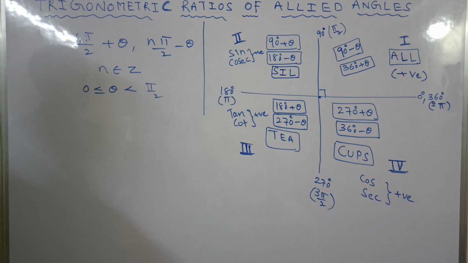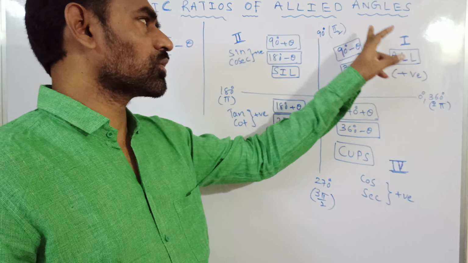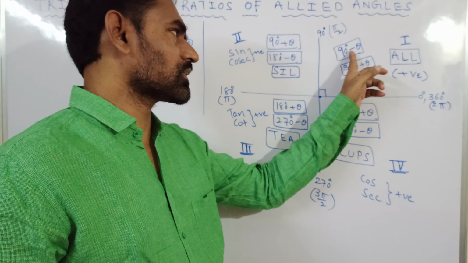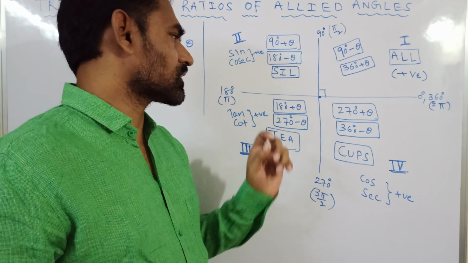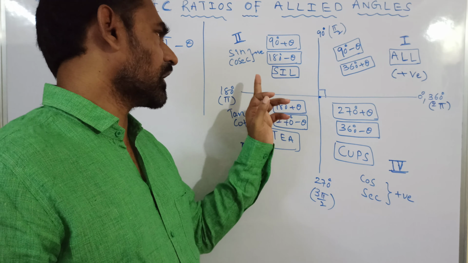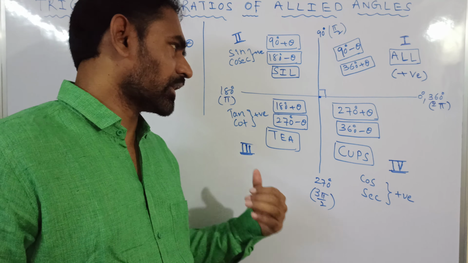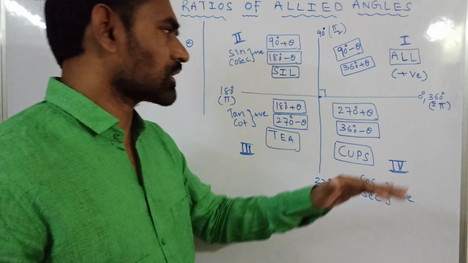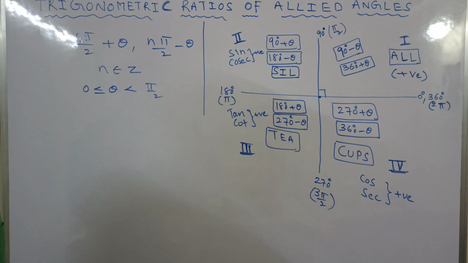So now, first of all, we are going to find out, from 0 to 360 degrees, some of the allied angles. They are 90 minus theta, 90 plus theta, 360 plus theta, 360 minus theta. Similarly 180 plus theta, 180 minus theta. Next 270 plus theta, 270 minus theta. For these allied angles, we are finding trigonometric ratios.